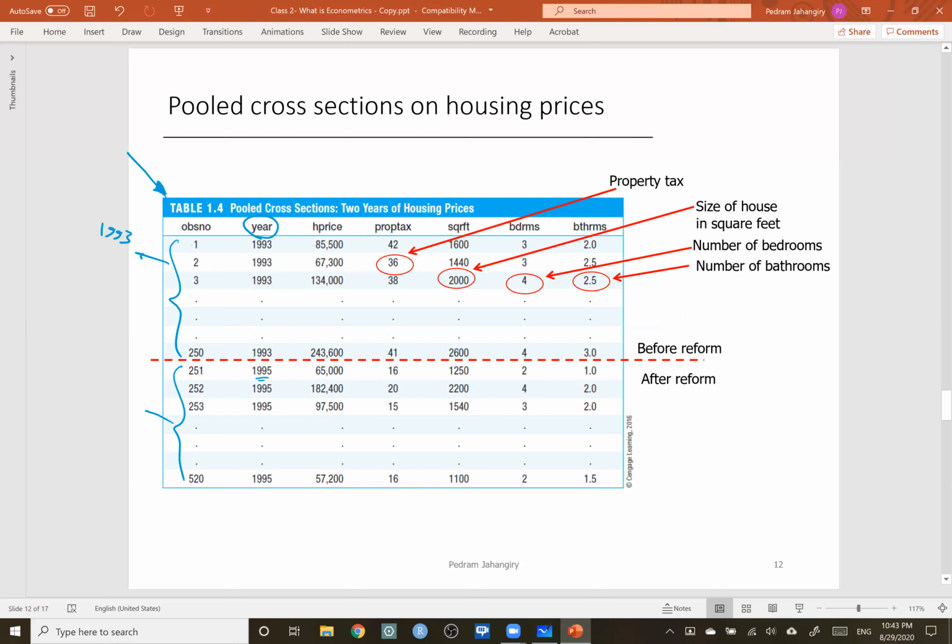But look at that. For year 1995, we don't have 250. We have 270, right? Because it goes to 520. So 250 here plus 270 is 520. So here we have 250 houses. Here we have 270. So definitely they're not the same. Even if 250 of them are the same, 20 of them are not the same. So because we are tracking different cross-sections over multiple periods, this is pooled cross-section. It's not panel. Okay, guys.